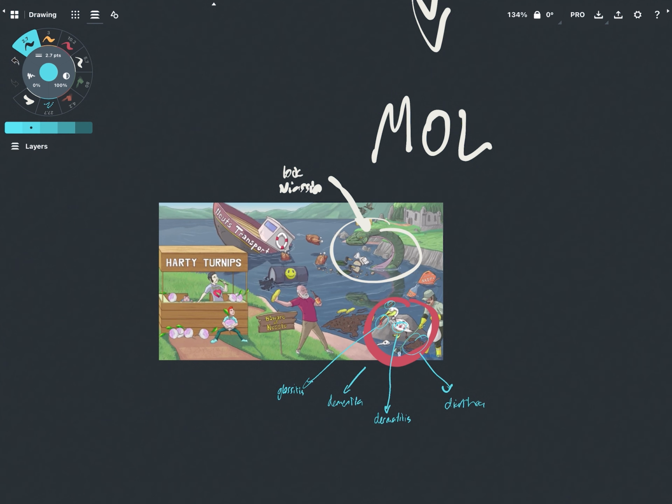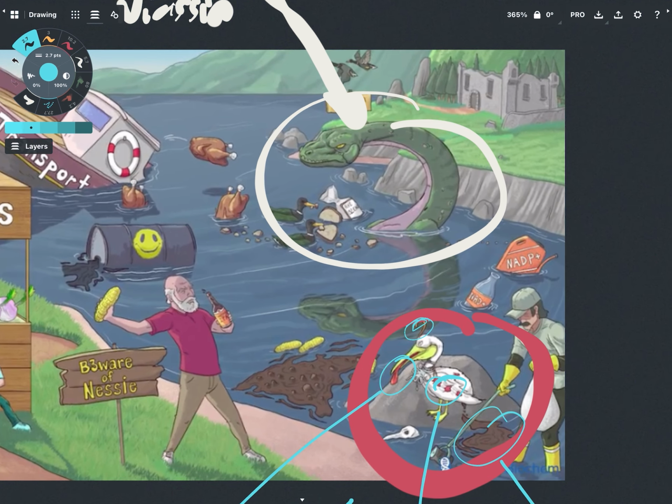And having all of this in picture format just makes it more memorable. So it's really easy to forget that niacin causes diarrhea, dermatitis, dementia, glossitis, and death. But it's really easy to remember a sea creature with a pelican that has all these physical ailments.